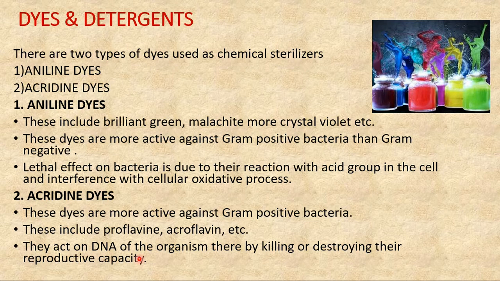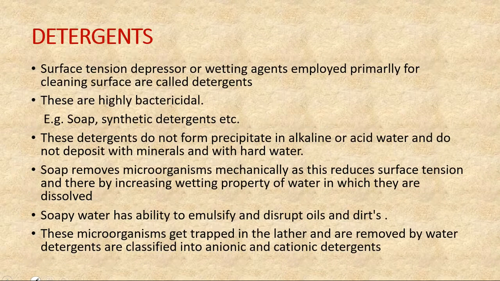So that's how the dyes are going to be involved in the process of sterilization. Then moving to the detergents. The detergents are surface tension depressors or wetting agents employed primarily for cleaning surfaces, and they are called detergents. So we know what detergents are, that we use for washing our clothes.